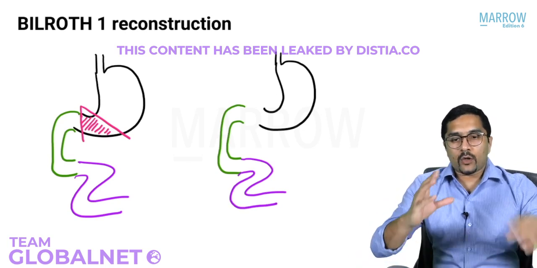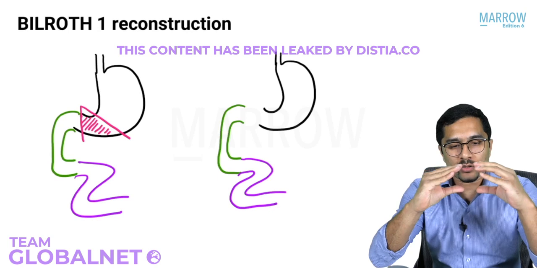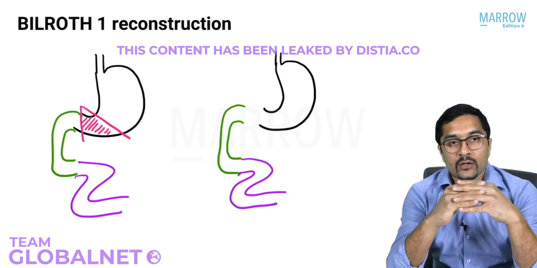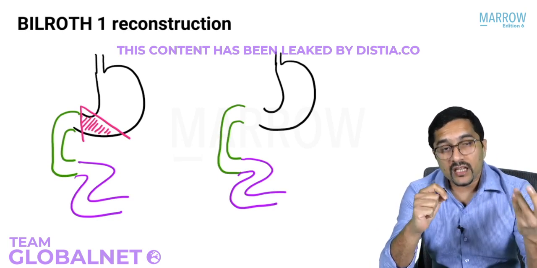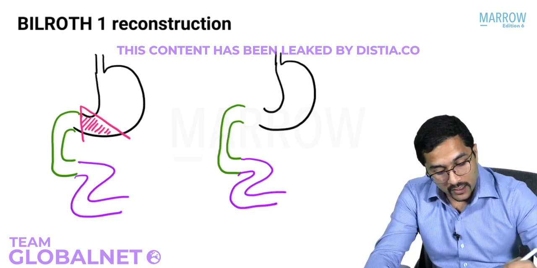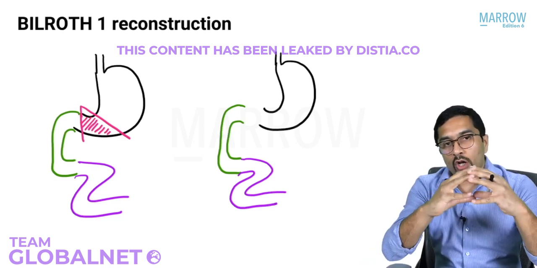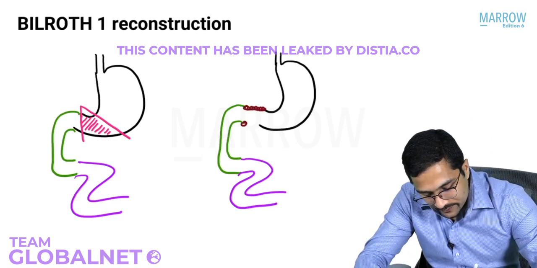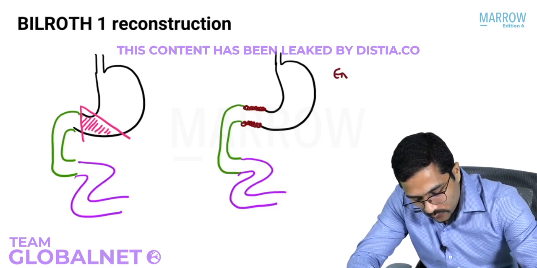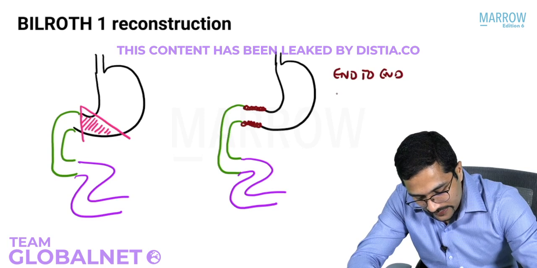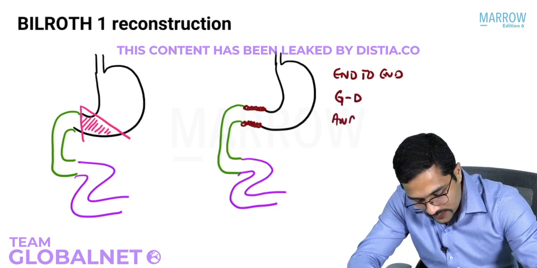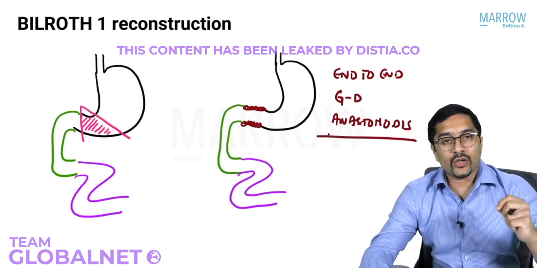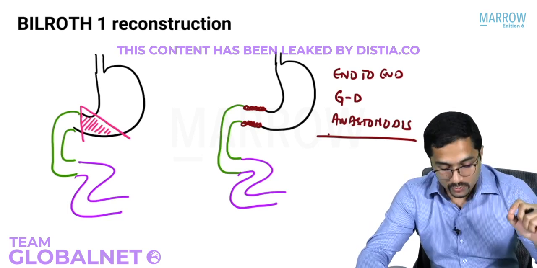Now we've discussed previously also, if the two ends are close to each other, I can anastomose them without any tension. And when I anastomose them without any tension, the chances of anastomotic leak would be less. So now because I've just removed a small portion of the stomach and the two ends are close to each other, I can easily carry out anastomosis. And I carry out an end-to-end gastroduodenal anastomosis, and that becomes Billroth 1 reconstruction.